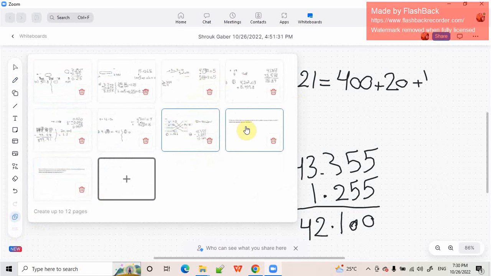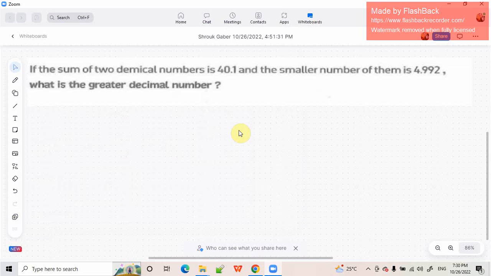Okay, the next question. Here he said, we have a story problem. Read carefully, then find the missing.